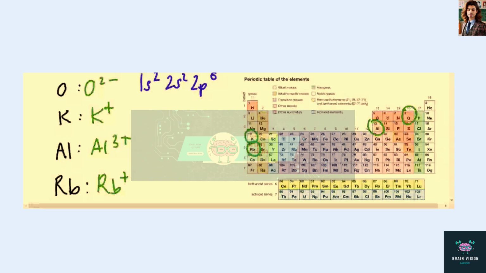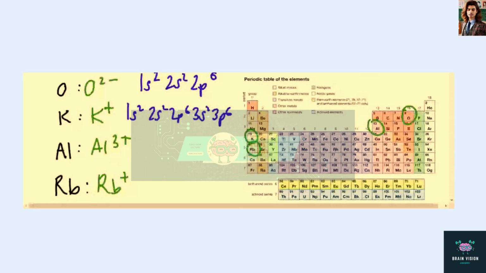And then for potassium, it has an atomic number of 19, so we can normally write it like this: 1s2, 2s2, 2p6, 3s2, 3p6, 4s1. But we can remove the 4s1 because the potassium ion loses that 1 electron.